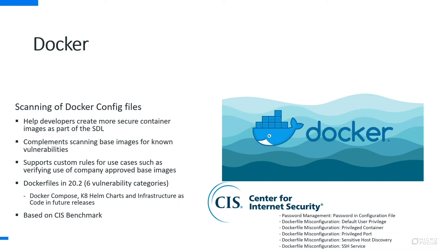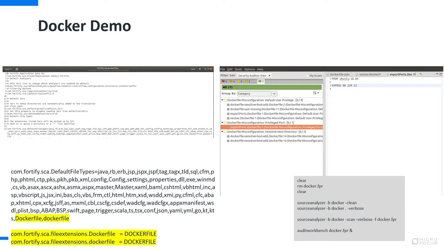In addition to just scanning this with our rules, we support custom rules for different use cases, such as verifying, for example, that we use base images out of a company approved Docker container or Docker repository. This is part of the previous Unplugged session where I showed a demo of how we scan Docker files and what issues we can actually find, that we look for Docker files automatically so they can just be included. There is no special configuration necessary.